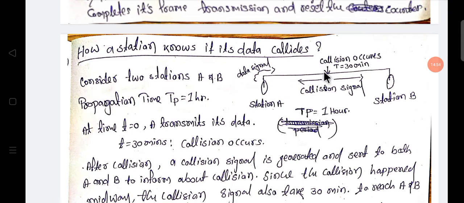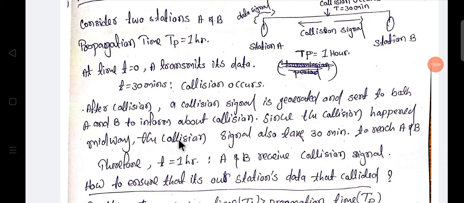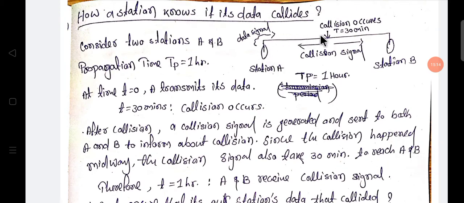One collision signal is generated at the collision place and sent to both A and B. Since the collision happened midway, the collision signal also takes 30 minutes to reach A and B. The signal from A to the collision point takes 30 minutes, and the signal from the collision point back to the station also takes 30 minutes. So in total, t equals 1 hour, and A or B receives the collision signal after 1 hour. Whenever the collision happens midway, station A receives the collision signal after 1 hour.